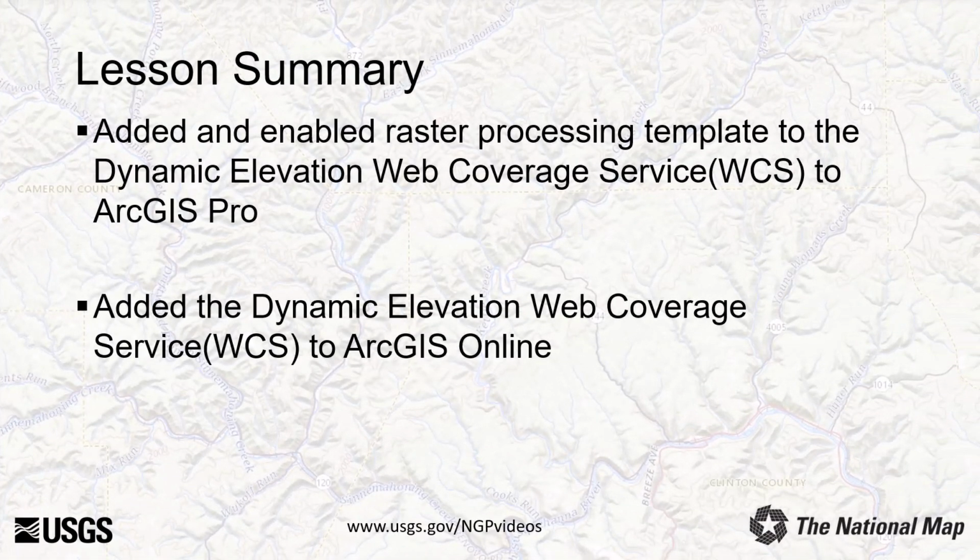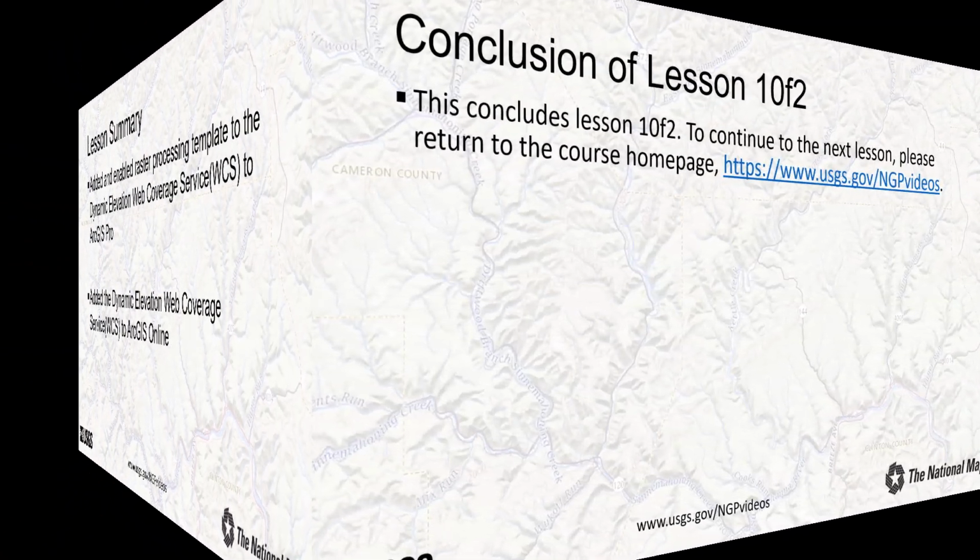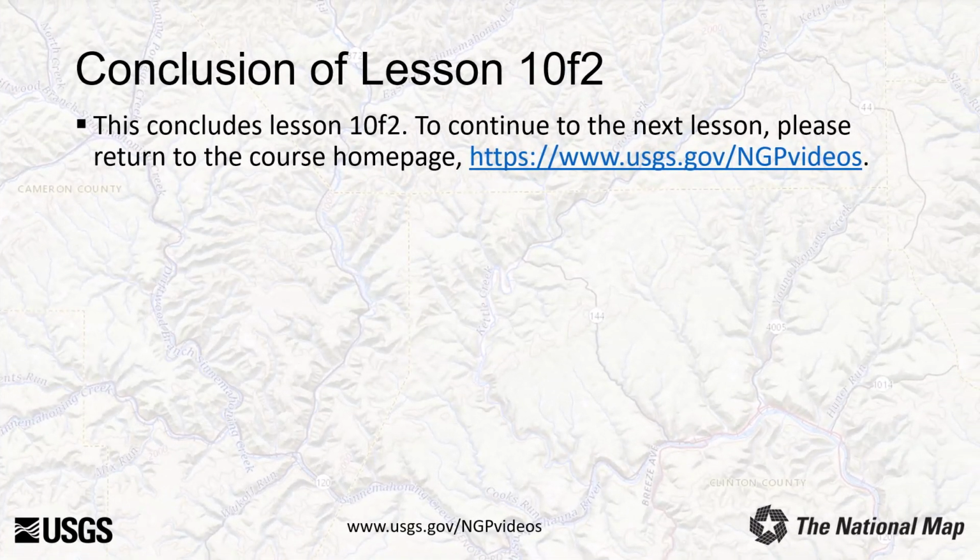In this lesson, we discussed how to use the National Map web services in ArcGIS Pro and ArcGIS Online. Specifically, you saw how to add and use the Dynamic Elevation Web Coverage service. The National Map web services provide a quick and useful way to access the most current national map data for use in mapping applications without the inherent limitations of downloaded data. This concludes Lesson 10F2, Dynamic Elevation Service in ArcGIS Pro and ArcGIS Online.